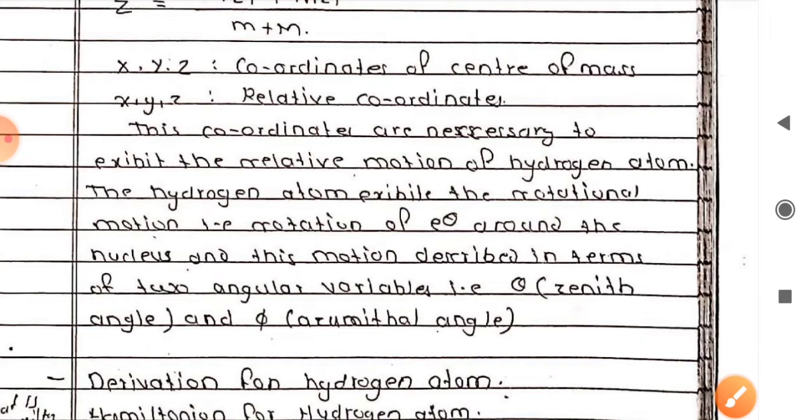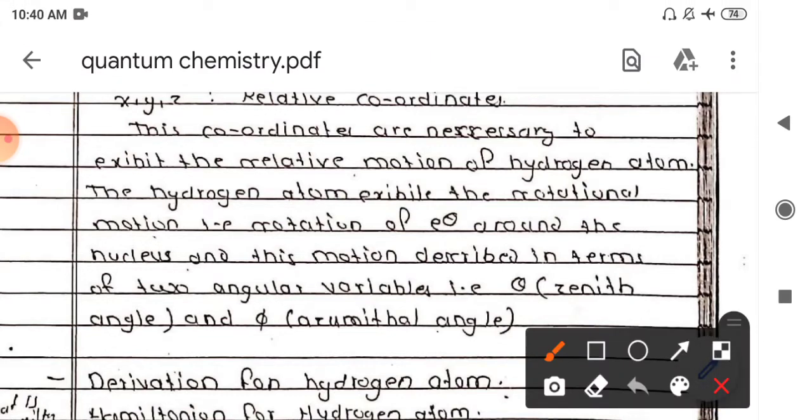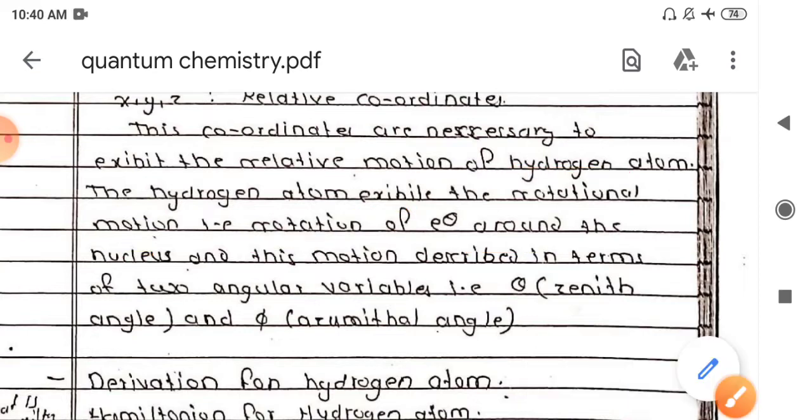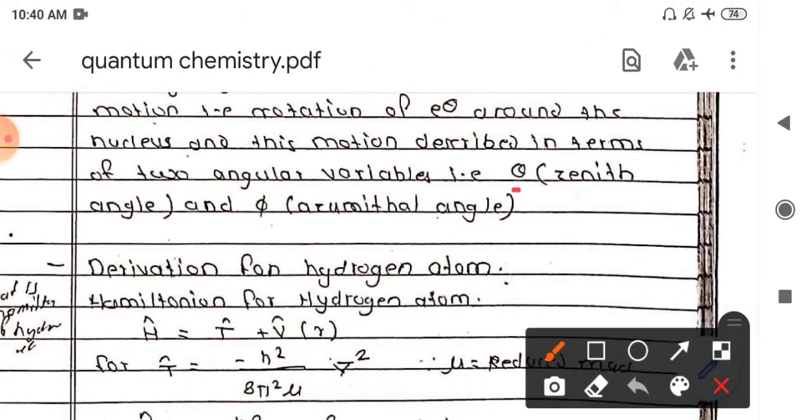So these coordinates are necessary so as to exhibit the relative motion of the hydrogen atom with respect to the electron. So the hydrogen atom exhibits the rotational motion, that is the rotation of the electron around the nucleus, and this motion can be described in terms of two angular variables. And which are those two angular variables? The two angular variables are theta and phi, where theta is the zenith angle and phi is the azimuthal angle.